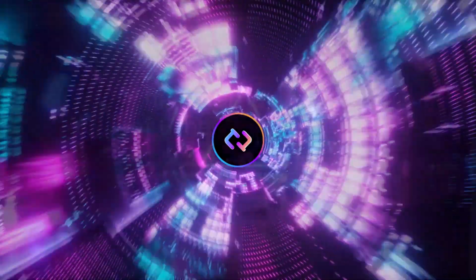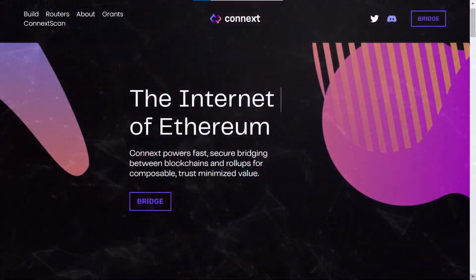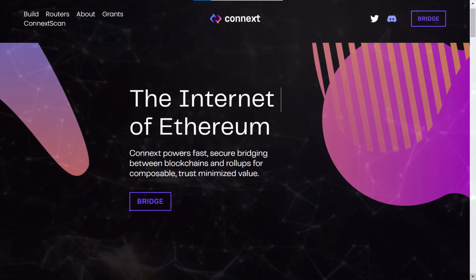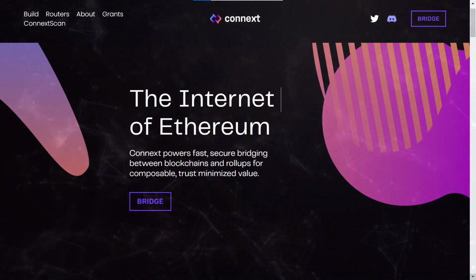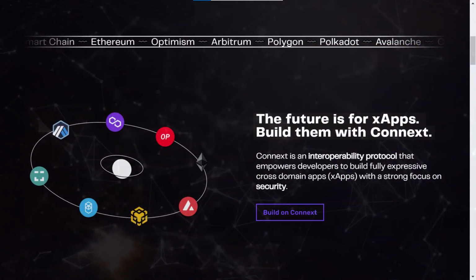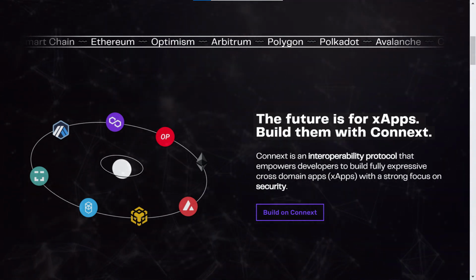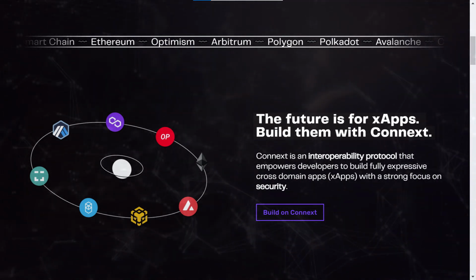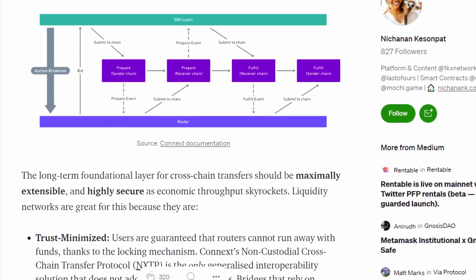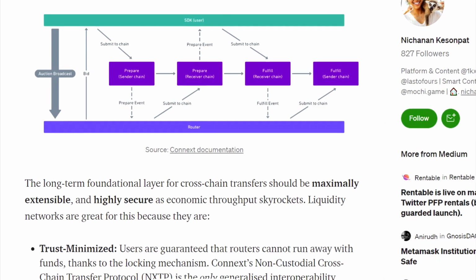So, the Connext project. It's an interoperability protocol that allows developers to create fully functional cross-domain applications, XApps, with a special focus on security. Connext provides a fast and secure bridge between blockchains and rollups for creating multi-component chains with minimal trust. Connext allows you to transfer your assets between different blockchains really quickly, securely, and cheaply.